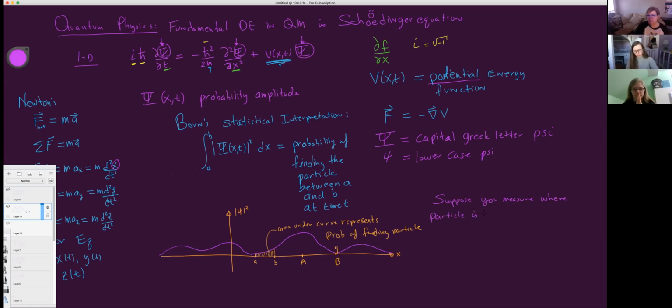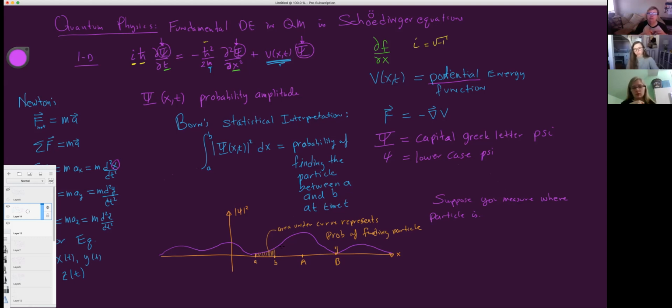So let's talk about the difference between calculating something and saying, oh, I have a probability that it's between A and B, right? And a measurement. Okay, so imagine you're in a lab and now you're going to measure the particle. Where is it? Well, it's obviously somewhere, right? After you measure it, you'll have a number.